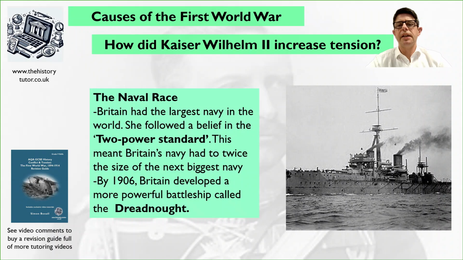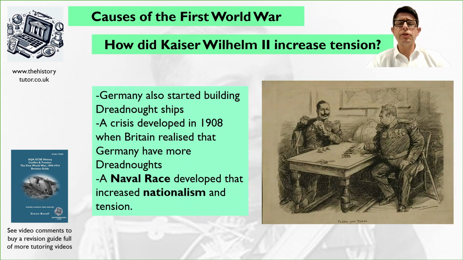So how did the naval race begin? Well, Britain had the largest navy in the world, and she followed the belief in what's called the two-power standard. So this meant Britain's navy had to be twice the size of the next largest navy, so that she could patrol at home and her empire safely. By 1906, Britain had developed a new, powerful battleship, larger, bigger guns, faster, more powerful than any other battleship before, called the Dreadnought. Germany also started building these Dreadnought-class battleships.